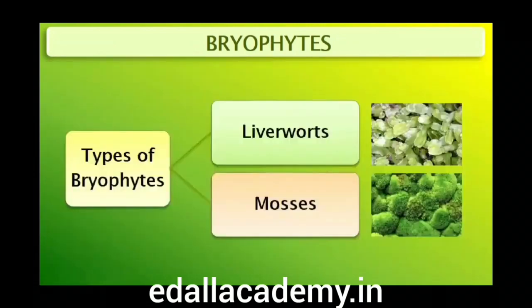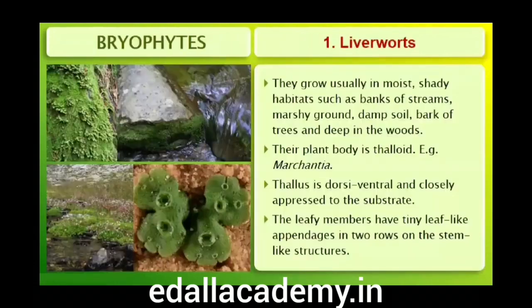The bryophytes are divided into liverworts and mosses. 3.2.1 Liverworts. The liverworts grow usually in moist, shady habitats such as banks of streams, marshy ground, damp soil, bark of trees, and deep in the woods. The plant body of a liverwort is thalloid, for example, Marchantia. The thallus is dorsiventral and closely pressed to the substrate. The leafy members have tiny leaf-like appendages in two rows on the stem-like structures.